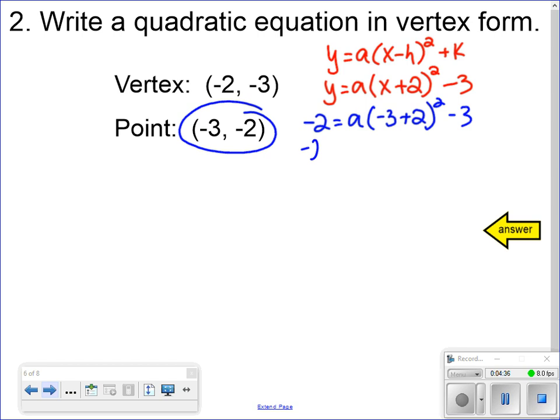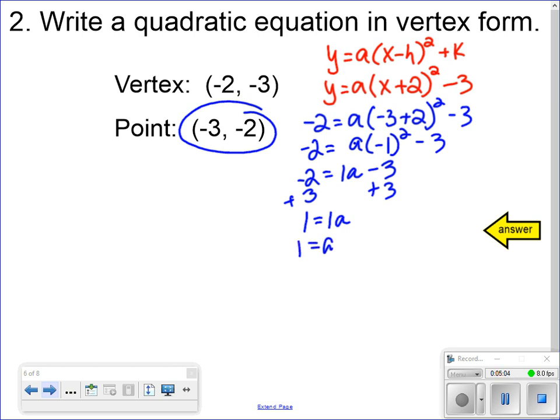So here I get -2 is equal to a times (-1) squared, minus 3. -2 equals, -1 squared is 1, so 1a minus 3. Add 3 on both sides. This gives me 1 equals 1a, so a is equal to 1.